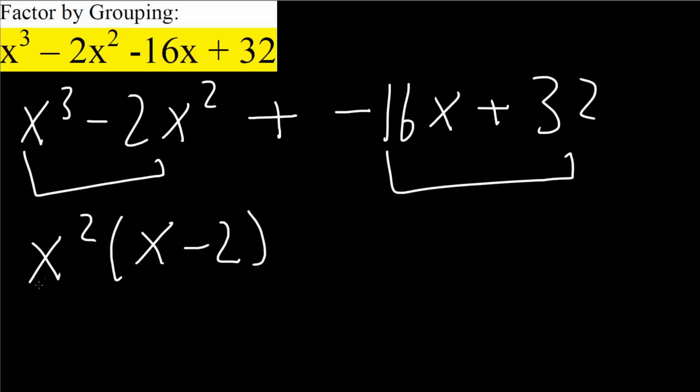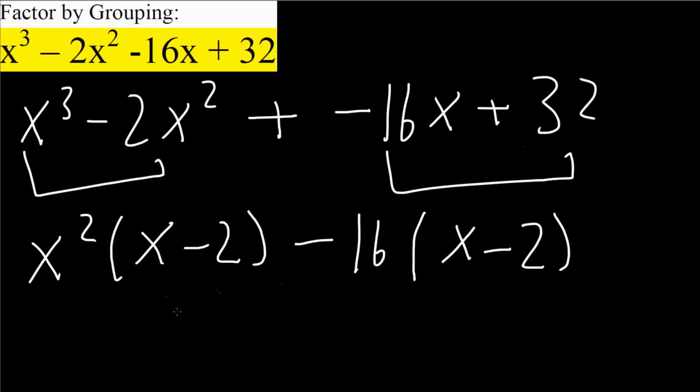And we check. X squared times x is x cubed. X squared times negative 2 is negative 2x squared. So that's good. And now we do this one. So what's common here is negative 16. We can say minus 16 parentheses x minus 2. And what you notice here is now we can group. And just to make sure, negative 16 times x is negative 16x. Negative 16 times negative 2 is 32. So that's good.